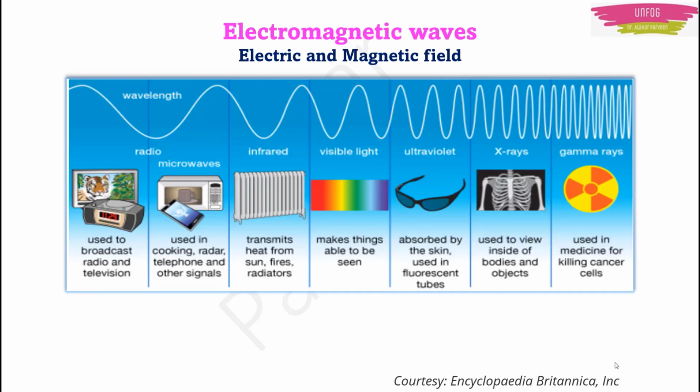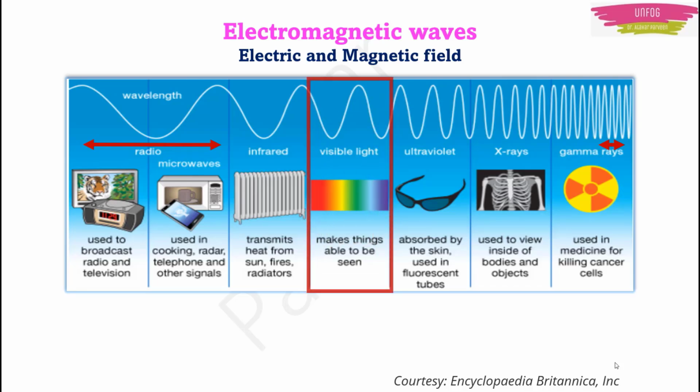Now, as I told you, the radio waves have the highest wavelength and gamma rays have the lowest wavelength. Remember, I told you that the wavelength and frequency are inversely proportional, right? So when I say that the radio waves have the highest wavelength, I mean to say that the frequency of radio waves is very small. When I say that the gamma rays have very little wavelength, I mean to say that the frequency of gamma rays is very high. Okay, and here we also have the visible light in the middle.